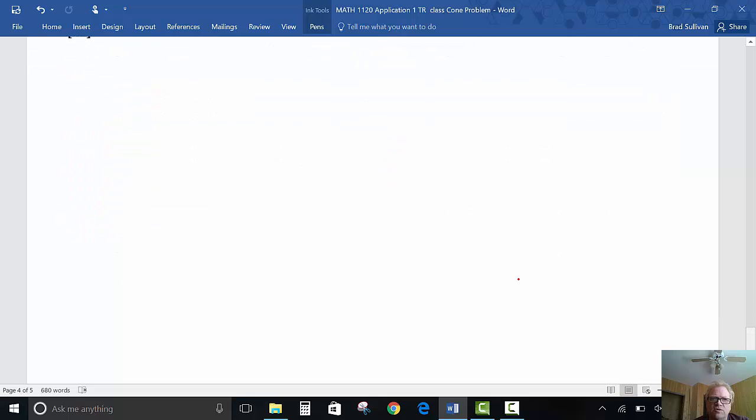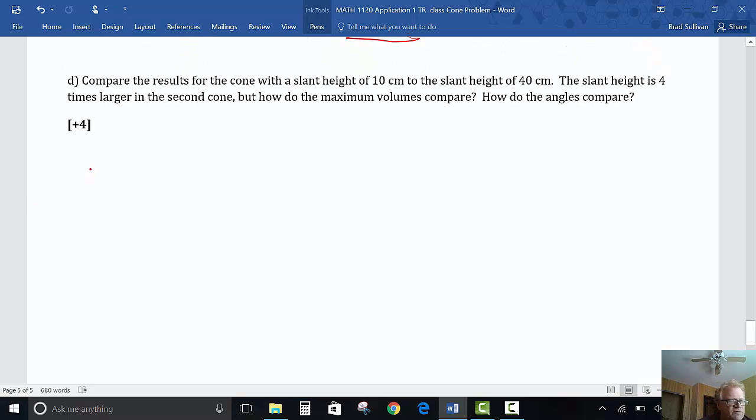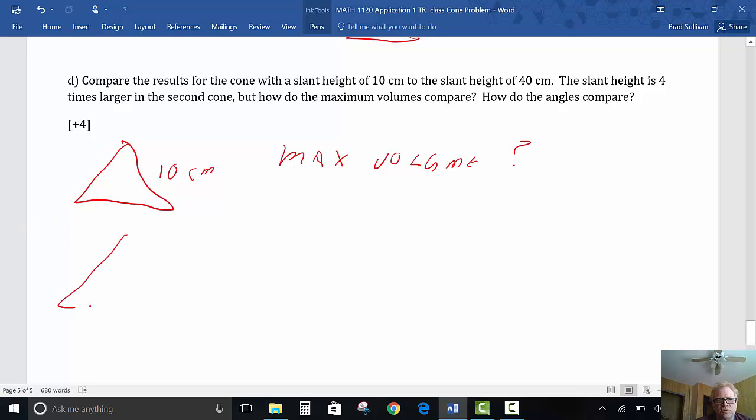And then you're going to do these two things to finish up this project. If you had a cone with a slant height of 10 centimeters, you figured out what its maximum volume was. You already got that. And then you just changed this. So if you have a 40 centimeter slant height, what happened to that maximum volume? Did it get bigger, and how did it relate?